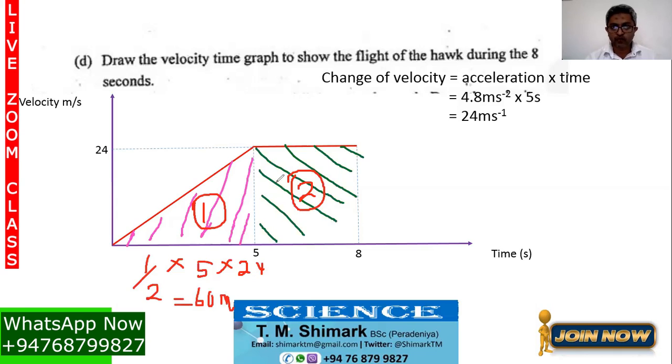And the second part, we calculated the displacement when the velocity was not changing, 24. The breadth into length, breadth is 3, length is 24, so 3 into 24, we found out that to be 72. So this total area will give us the total displacement within that time. That way also we can calculate the total displacement.